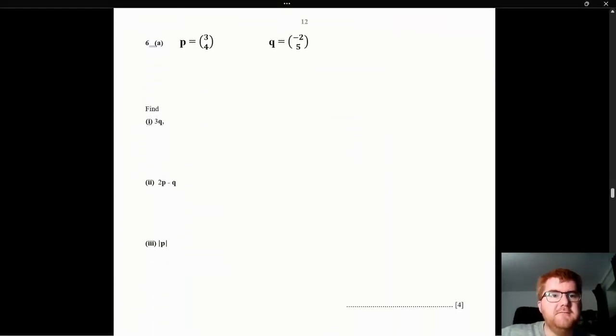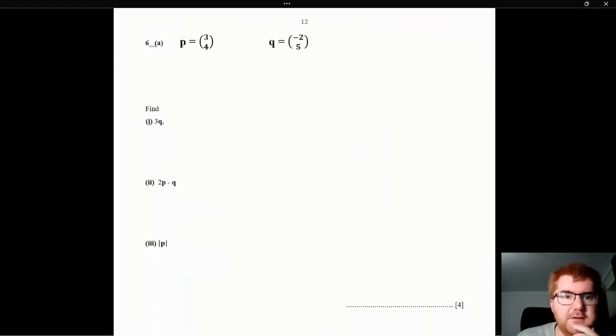Okay, on to some vectors here. So we've got p and q given, and we need to find 3q. So 3q is going to be 3 lots of minus 2, 5. So we times both numbers by 3. That gives us minus 6. 5 times 3 is 15.